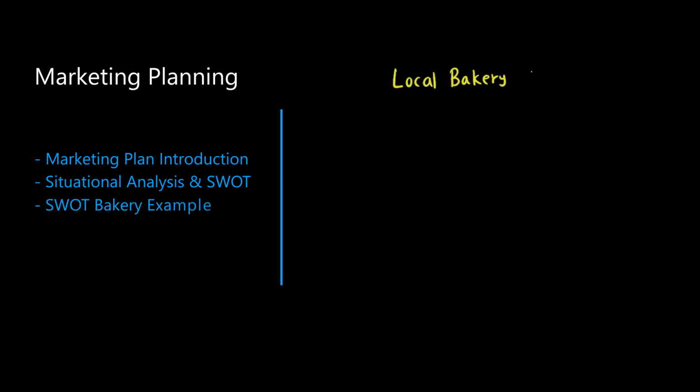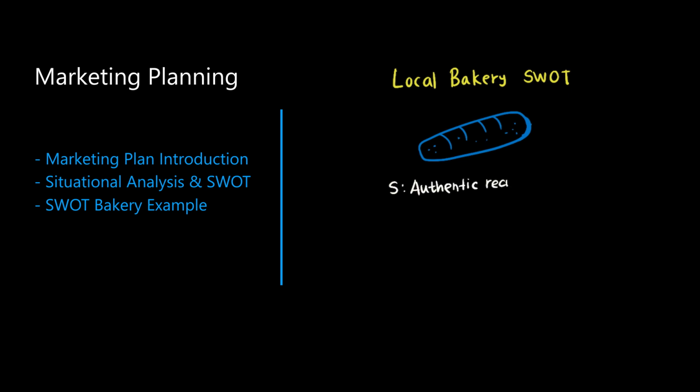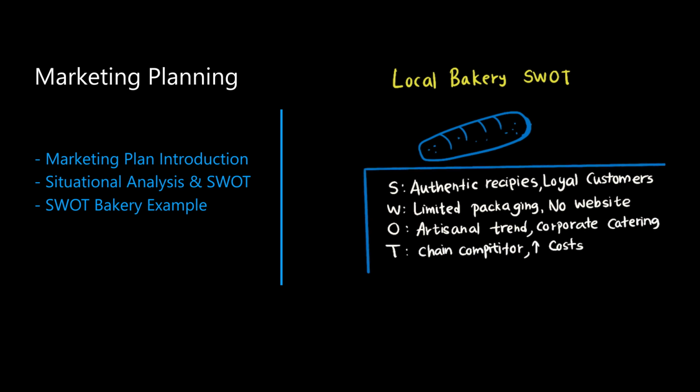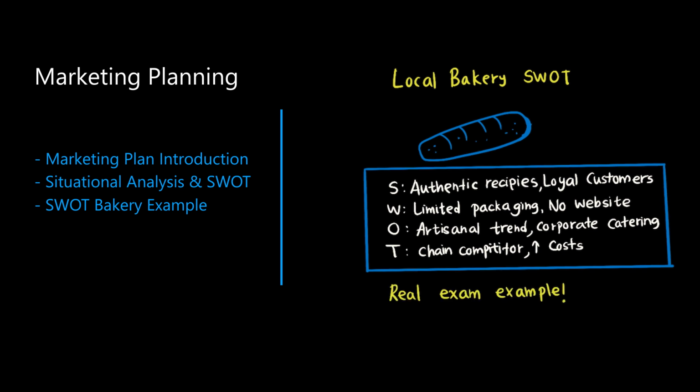Here's a practical example. A local bakery's strengths might include authentic recipes and loyal customers. Weaknesses could be limited parking and no online presence. Opportunities might include growing demand for artisanal foods and potential corporate catering contracts. Threats could include a new chain bakery opening nearby and rising ingredient costs.